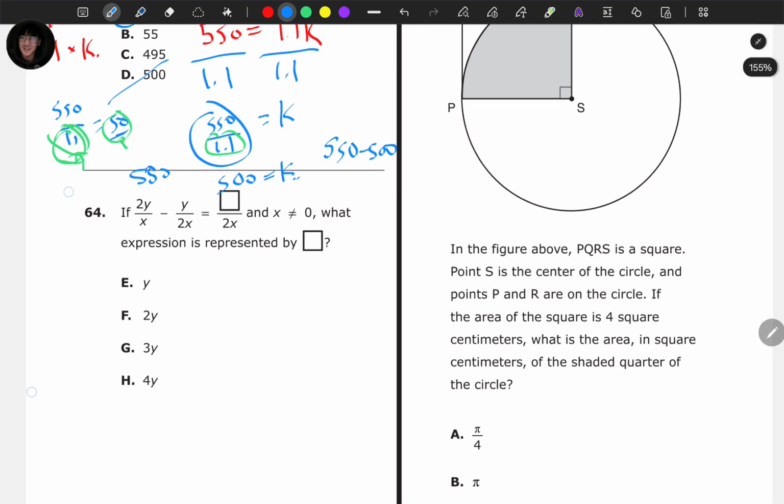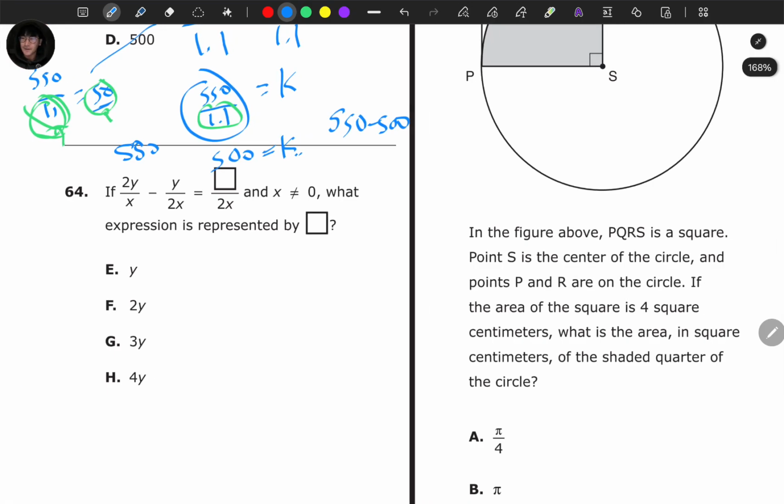But yeah, anyways, 64. They're saying that if this fraction subtraction problem is equal to this fraction and x is not equal to 0, by the way, this x is not equal to 0 is there because you cannot divide by 0, right? If this is 0, then if you're dividing by 0, that becomes undefined, okay? That's why they have that piece there. What expression is represented by the square, or the numerator? So we have to find the numerator, basically.